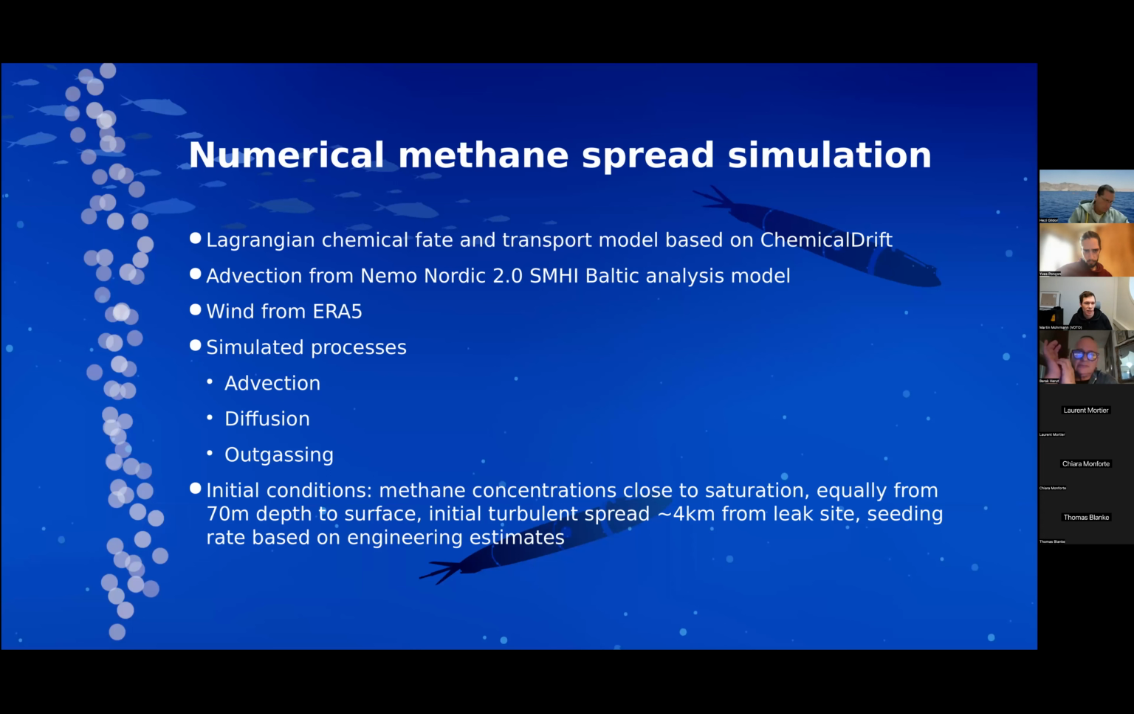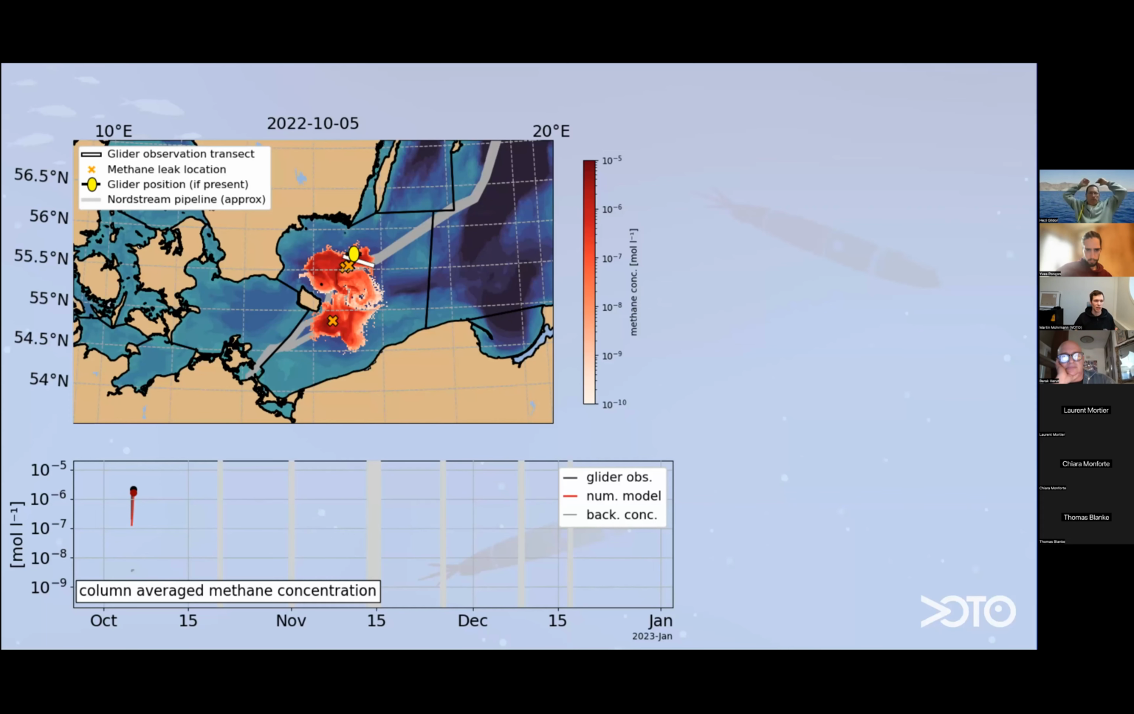So based on this data, I ran a simple numerical model, a Lagrangian fate and transport model, which is driven by a pre-existing ocean model from SMHI, the NEMO-Nordic 2 model, and winds from ERA5 for the outgassing. The main processes that are happening are advection, diffusion, and outgassing, and then there's also a bit of optional bacterial uptake, oxidation going on. And already with this very simple model, we were able to match our measurements quite well.